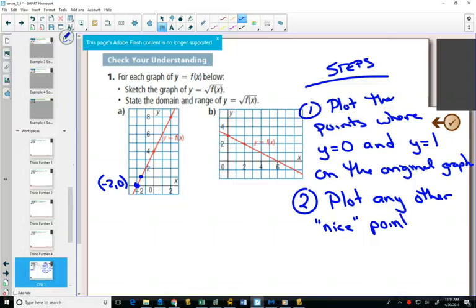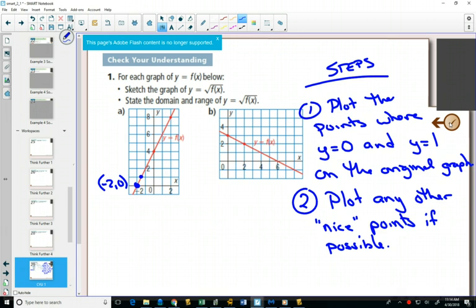Plot any other nice points, if possible. Zero and 1 are nice points because you can take the square root of 0, you can take the square root of 1. So what you're looking for in nice points, is there any other y-coordinates that you can square root easily? I can square root 4 easily.